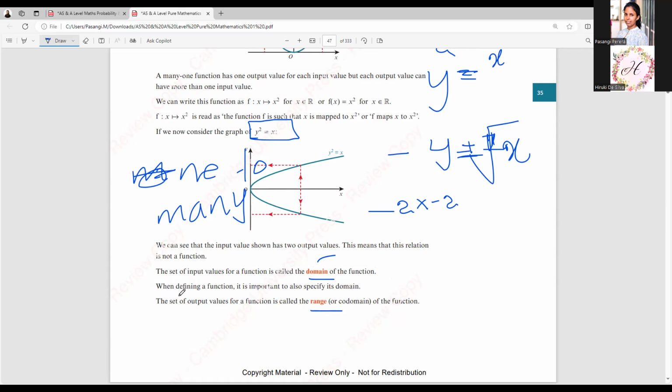When defining a function, it is important to also specify its domain. The set of output values for a function is called the range or codomain. There's another name as well. So domain means the set of input values, and the codomain means the set of output values. For those output values, we already gave the name range as well.